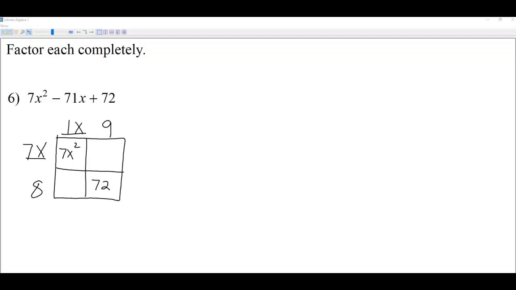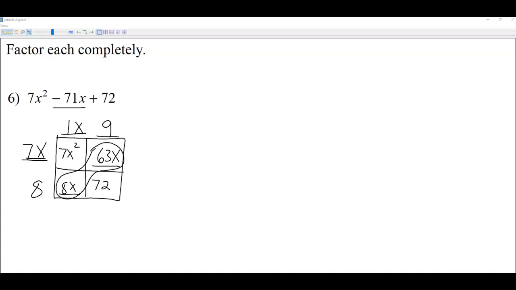So let's go ahead and see. Now it's a positive 72. So 7 times 9 is 63x. 8 times 1 is 8x. And these two need to combine together to make this. Now they almost do, but notice that 8 and 63 make a positive 71. I want a negative 71.